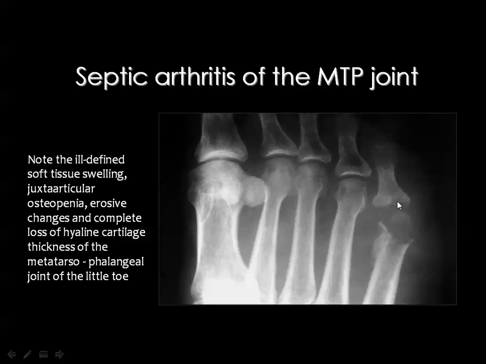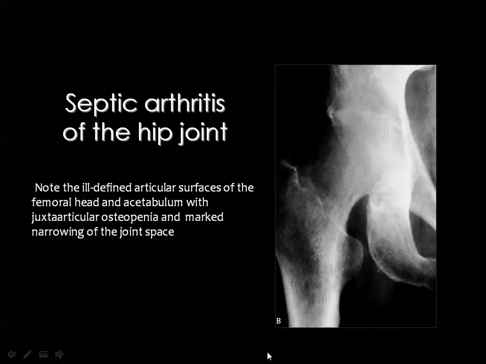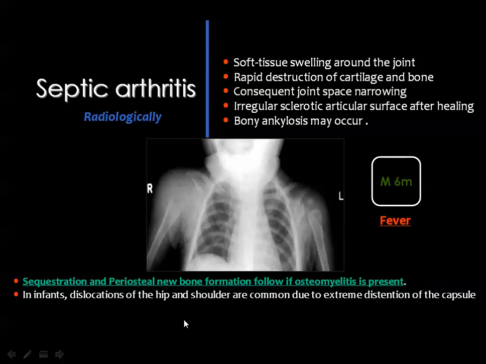You see the erosions of the base of the phalanx, as well as the extensive erosions of the head of the metatarsal with periosteal reaction. This is septic arthritis of the hip. You get haziness of the articular surfaces, narrowing of the joint space, erosion of the articular surfaces of the acetabulum, as well as of the femoral head.